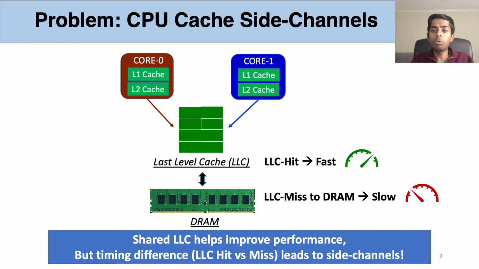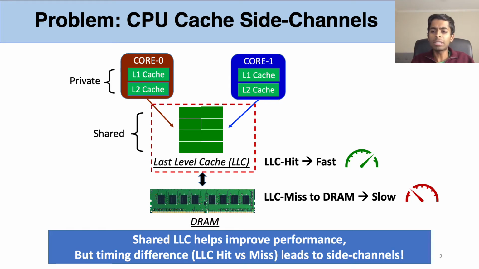Processor caches improve performance by providing fast access to cache data and avoiding slow DRAM access. However, the timing difference between a cache hit and a cache miss results in timing side channels, a security problem. Our focus is on the shared last-level caches, as they're typically shared between multiple processor cores in security domains in cloud computing systems and are particularly vulnerable to cross-domain side channel attacks.